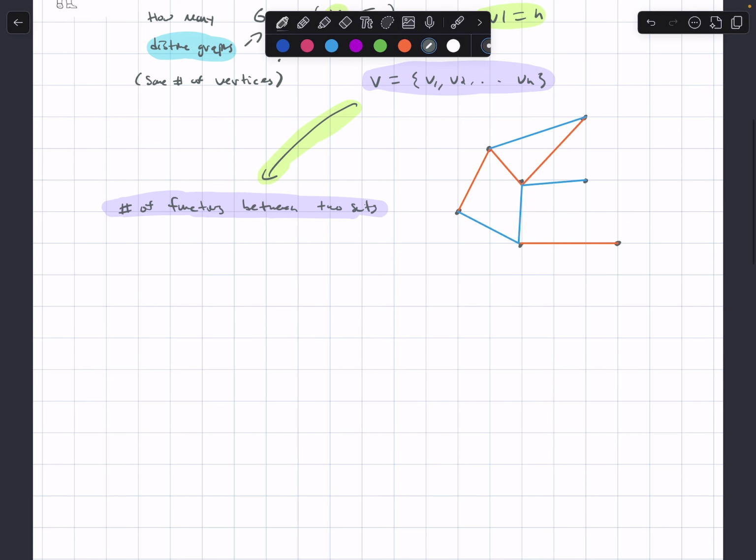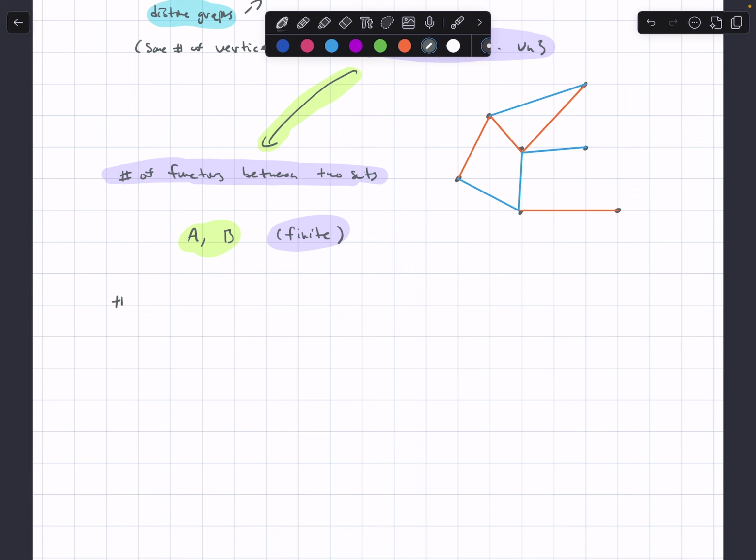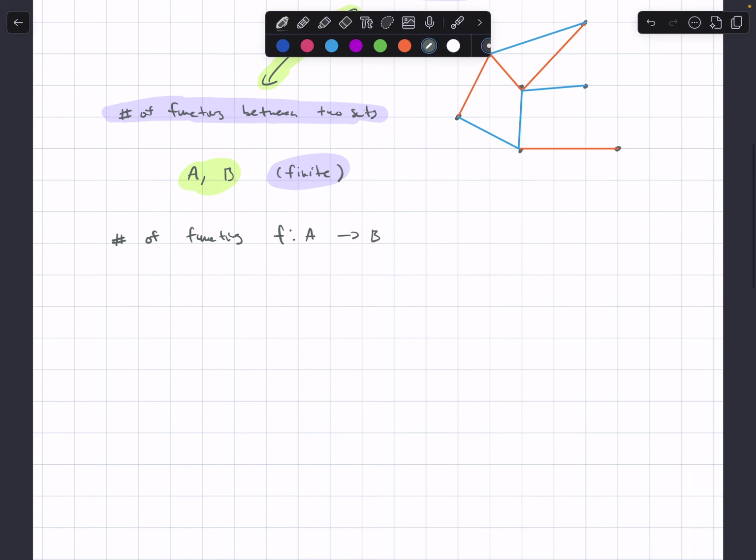So if we have two sets, A and B, and for the moment we'll say that they are finite sets, because you can generalize this if the sets are infinite, but for this we just need them to be finite because we have a finite number of vertices, we can ask ourselves, what is the number of functions f going from A to B? How many functions go from A to B?